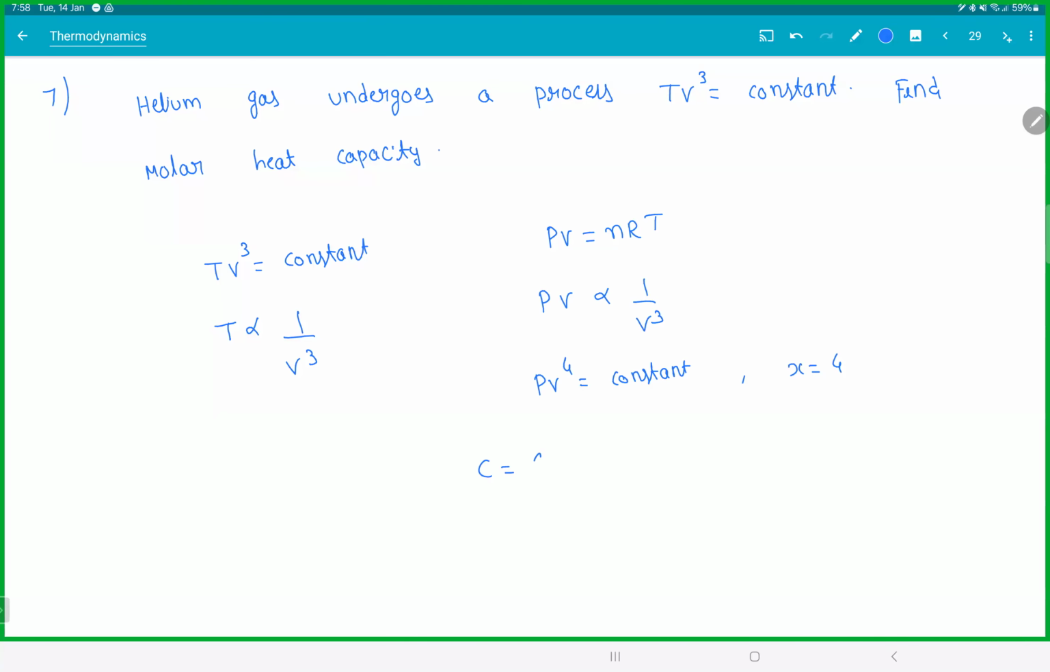So molar heat capacity is CV plus R by 1 minus X. CV is FR by 2. Helium gas is monatomic, so 3R by 2 plus R by 1 minus 4. That is 3R by 2 minus R by 3, that is 9 minus 2, 7R by 6. Make sense?